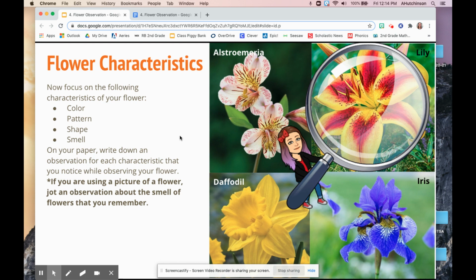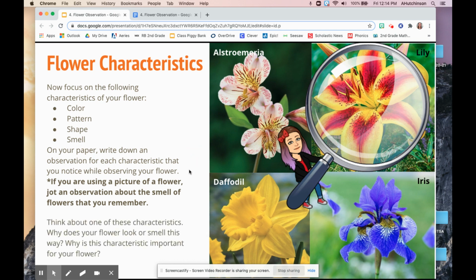Excellent work diving deeper into your flower, scientists, and really looking at these characteristics. The last part of our lesson today is to choose one of those characteristics, either the color, the pattern, the shape, or smell of your flower, and think about why your flower looks or smells that way. Why is that characteristic so important for your flower? How does that characteristic help your flower grow and survive?